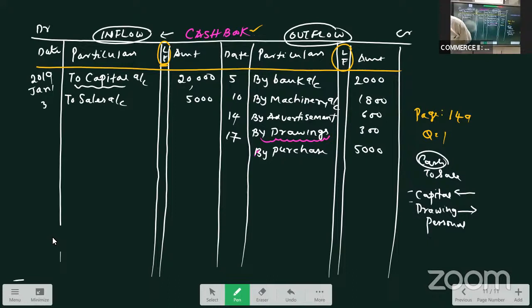Then sold goods to Naresh on credit. There is a transaction on 21st which says goods are sold to Naresh on credit. You remember I told you when we are preparing cash book, no credit transactions are recorded. Ignore it. And write a note below the cash book. We'll write a note here. Note. Transaction.